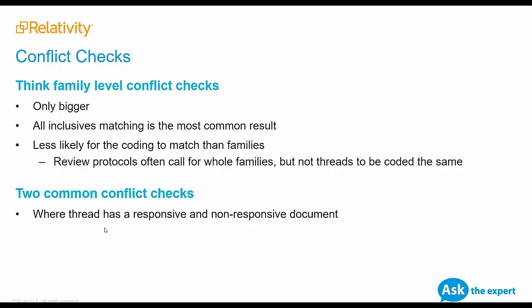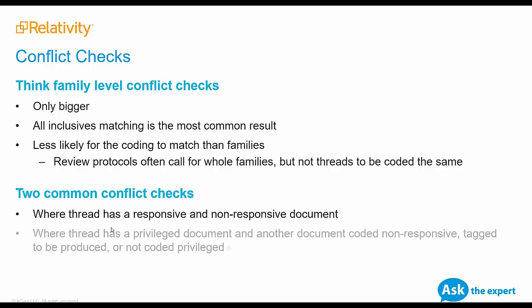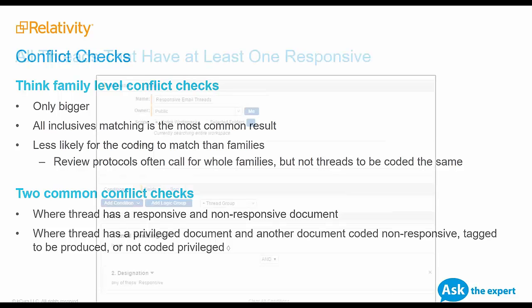So one of the most common checks is responsive versus non-responsive. Another one is privileged conflict, where you've got in a thread one or more documents that have been marked as privileged, but there are other documents in that thread that are either, say, non-responsive, which may not be expected, or they've been tagged as to produce, or they just haven't been coded for privilege at all, but that thread contains a privilege. So maybe you want to double check and make sure everything is consistent and correct there.